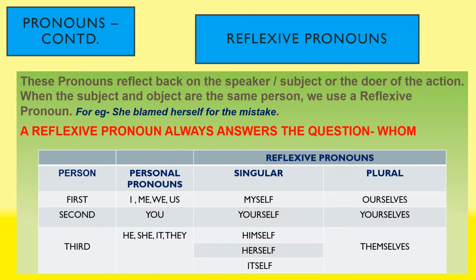Now let me give you a list of these reflexive pronouns. In the first person, singular, we have myself. And in the plural, it will become ourselves. Second person is yourself. Yourself becomes yourselves. Fine. And third person singular is himself, herself, itself, and they all become themselves. Is that clear? So reflexive pronouns will always answer the question whom.